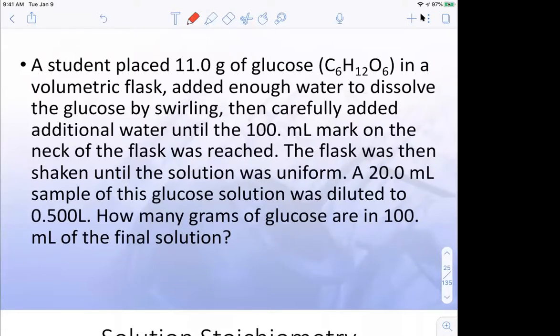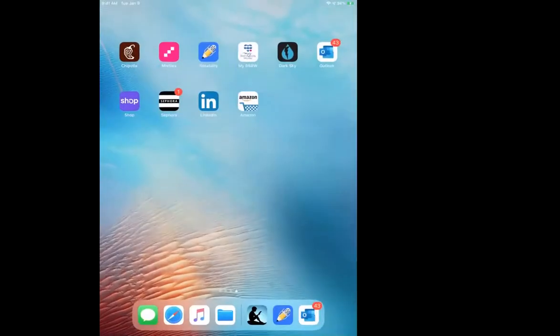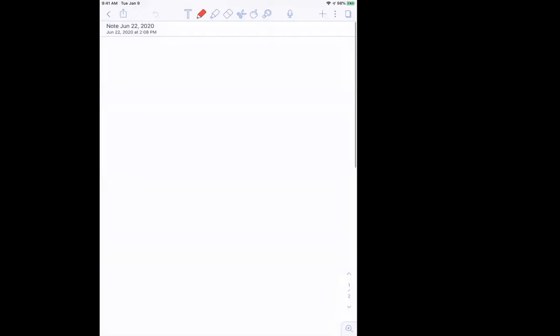Okay, I'm going to get a new note so I can do this. And let's reiterate what we have. I have a volumetric flask, which is 100 milliliters. I have 11.0 grams of C6H12O6. And this is going to be my solution 1. So let's calculate the molarity of this solution number 1.